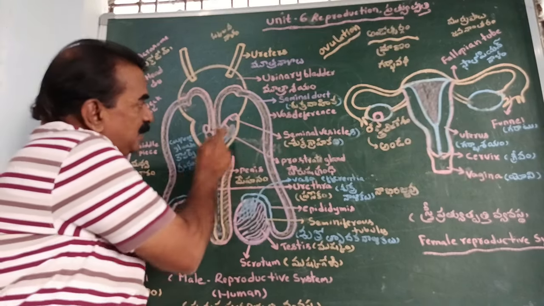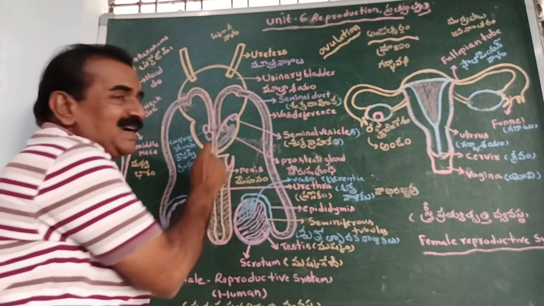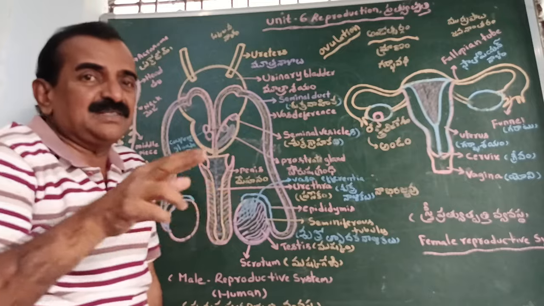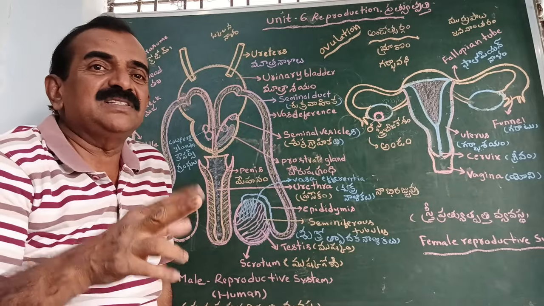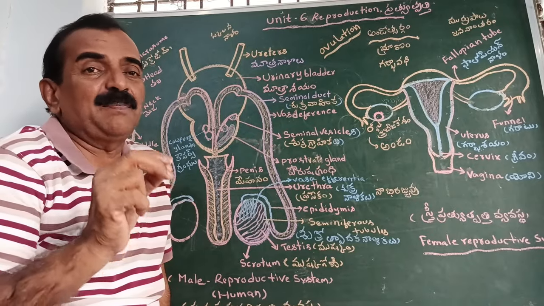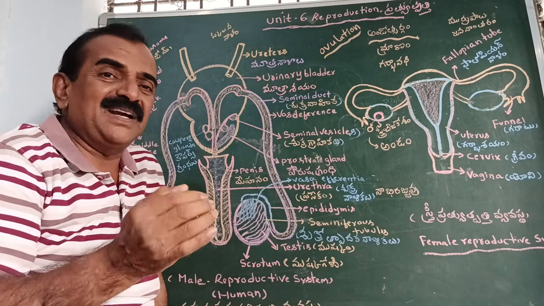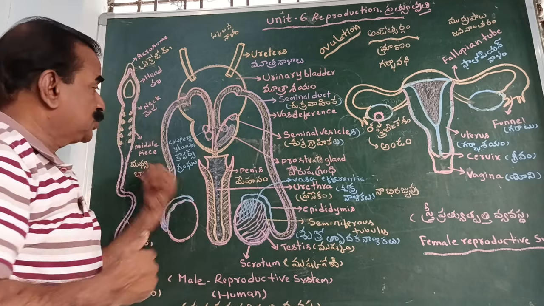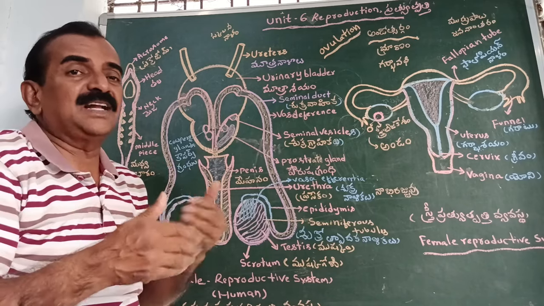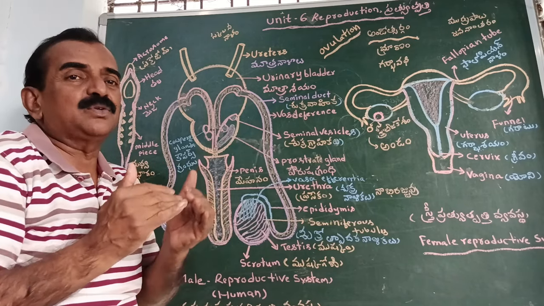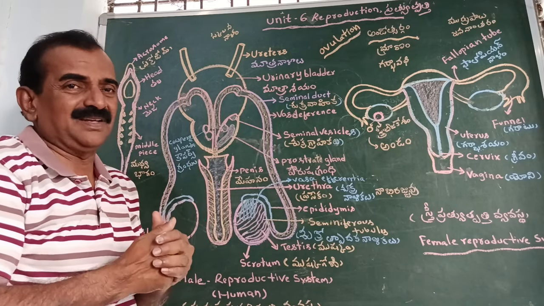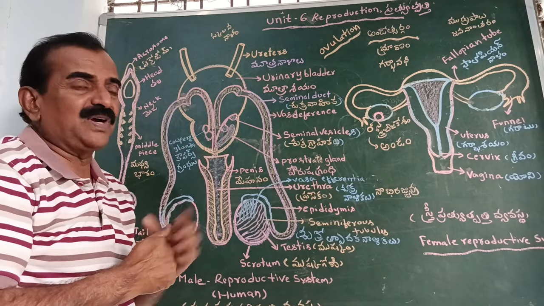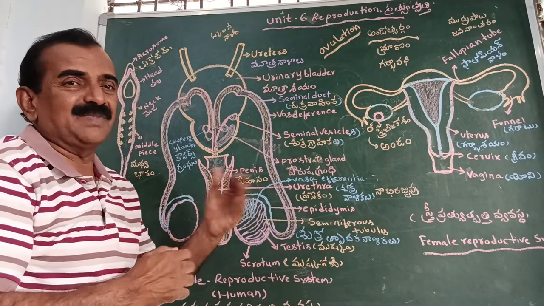Now we need to discuss seminal vesicles. There are two seminal vesicles, and they are secreting what? Seminal plasma. And this seminal plasma is helpful to nourish the sperms, and it also provides a fluid material to move in the body of the female. So that is the functioning of seminal vesicles and seminal plasma.